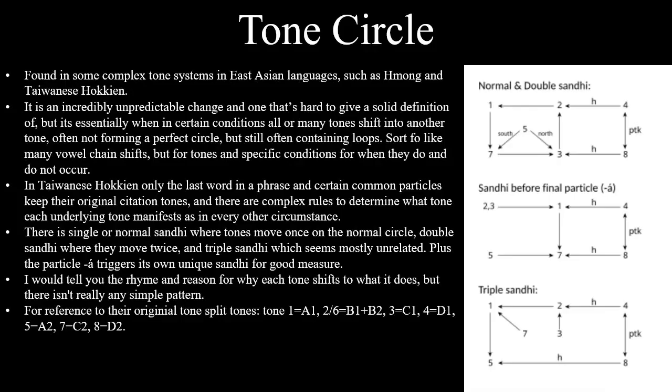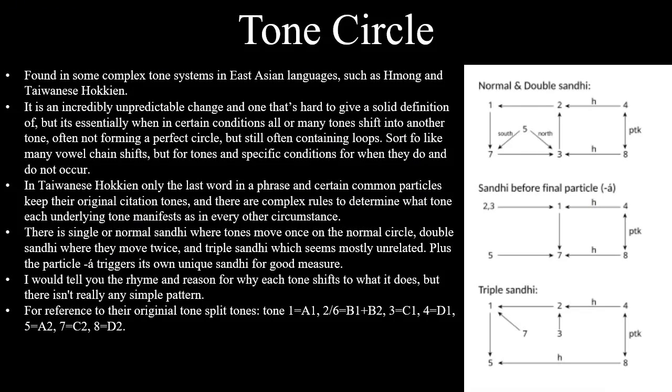Typically, the tone will undergo normal Sandhi, where it moves one step on this circle. So a 1 tone would become a 7 tone, a 4 tone ending in p, t, or k would become an 8 tone, while a 4 tone ending in a glottal stop would become a 2, and a 5 would become a 7 in southern dialects or a 3 in northern dialects. There are also separate Sandhi systems, such as double Sandhi, where you move 2 steps along the circle, triple Sandhi, and a specific Sandhi system for syllables with the particle a.